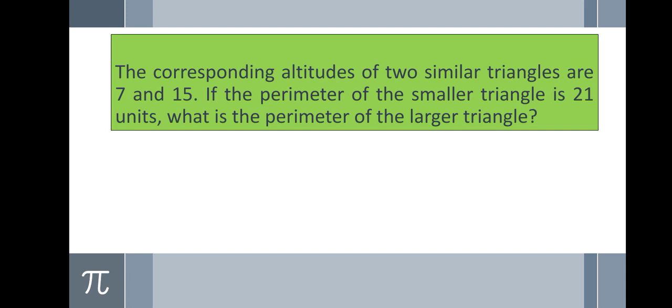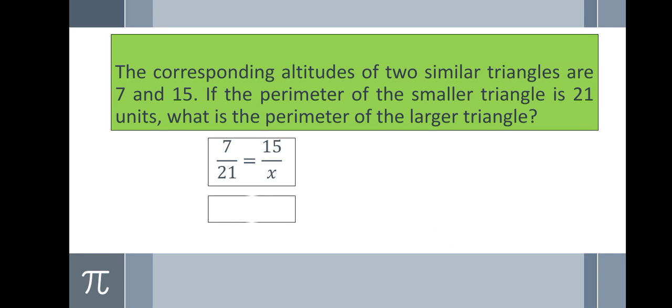The corresponding altitudes of two similar triangles are 7 and 15. If the perimeter of the smaller triangle is 21 units, what is the perimeter of the larger triangle? Since we're looking at similar triangles, with corresponding altitudes 7 and 15, the perimeter of smaller to larger is 21 to unknown. Now we will use this proportion: 7 over 21 is equal to 15 over x, where 7 is the altitude of the smaller triangle and 15 is the altitude of the bigger triangle. 21 is the perimeter of the smaller and x is the perimeter of the larger.